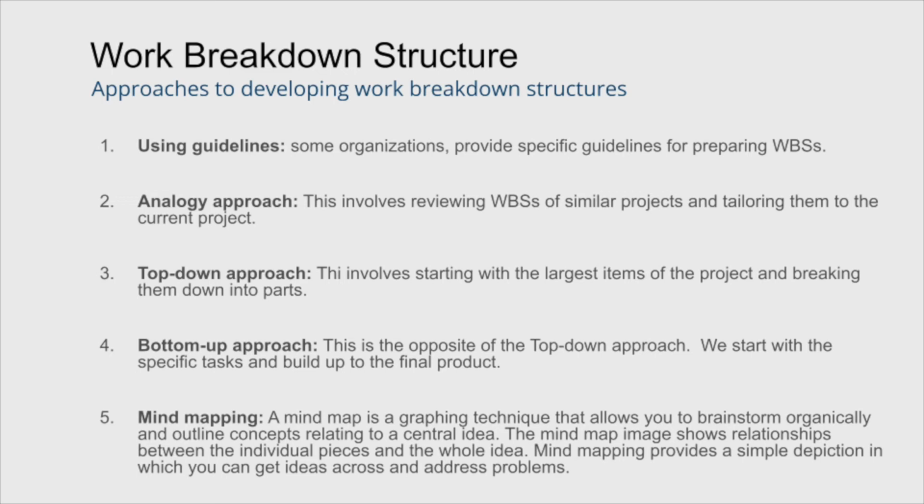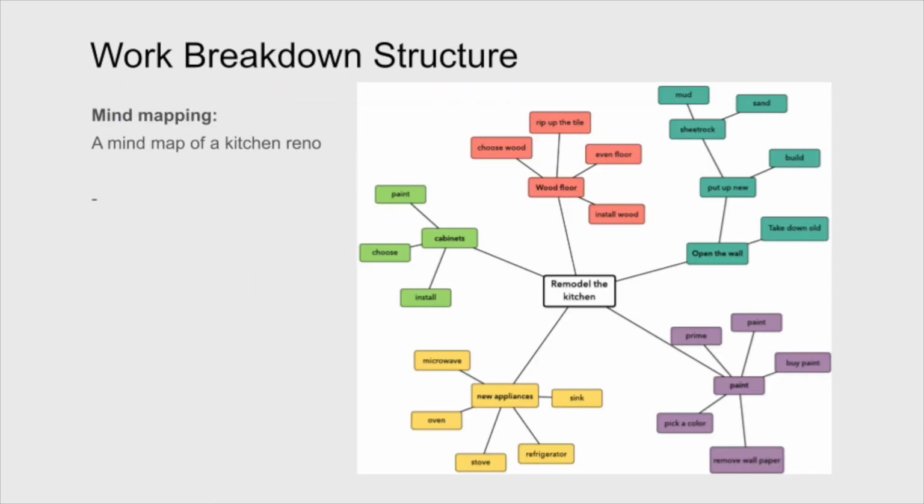An interesting approach that has been looked at in the last number of years is something called mind mapping, which is really a graphical technique that allows organizations to brainstorm what needs to be done, who needs to do it, and these sorts of things. If we look at an example of a mind map here, here's an example for remodeling a kitchen. And what comes of it are the various components, for example, the floor.